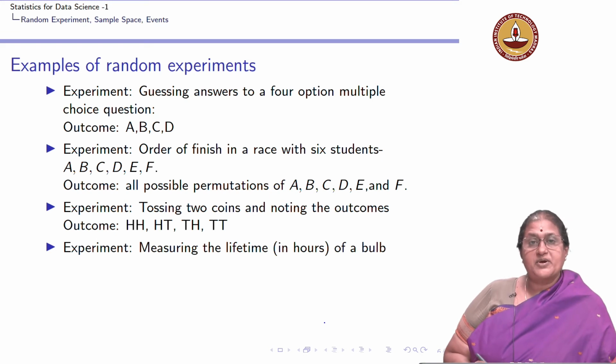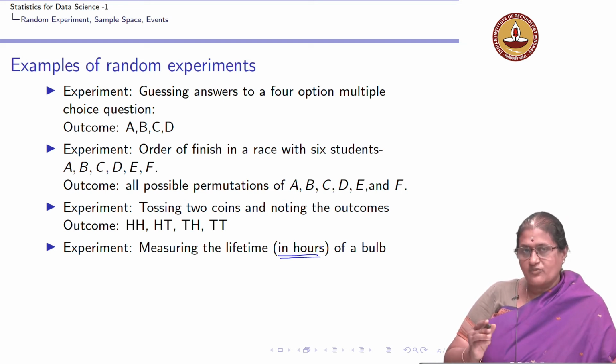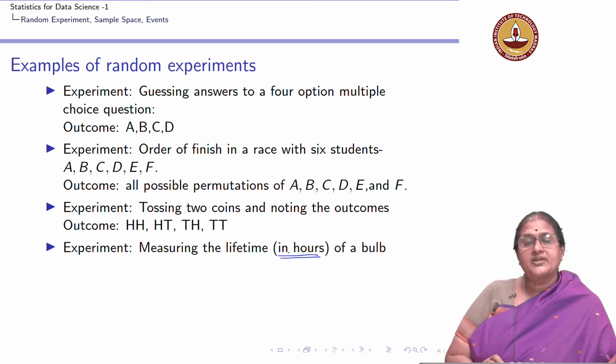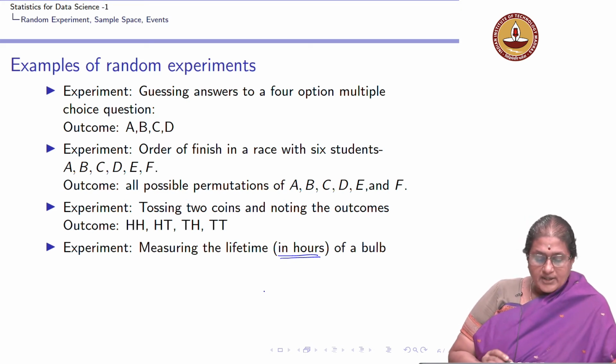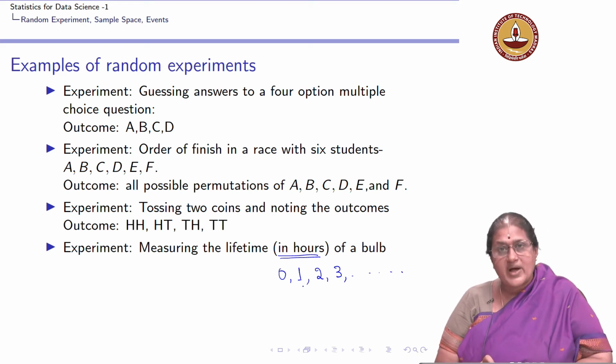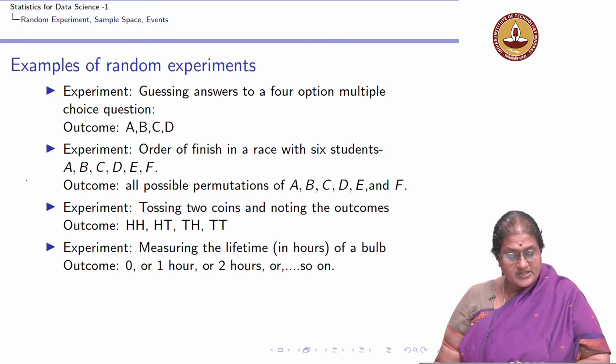Now, suppose the experiment is to measure the lifetime of a bulb in hours. If a bulb is lasting even for 30 minutes, I will say that it is lasting for 0 hours. If it is lasting for 1 hour 30 minutes, I say that it has lasted for 1 hour. That is how I am measuring the lifetime of a bulb. So, what are the possible outcomes? It could last for 0 hours or 1 hour or 2 hours or 3 hours, and I can keep going. It could be any amount of time. These are the possible outcomes.